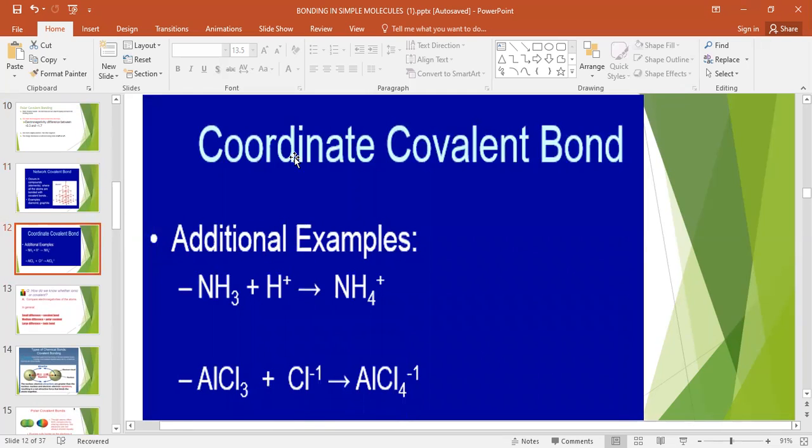What do you understand from coordinate covalent bond? This is the last type of covalent bond. Coordinate or dative.